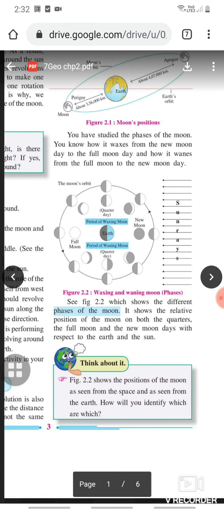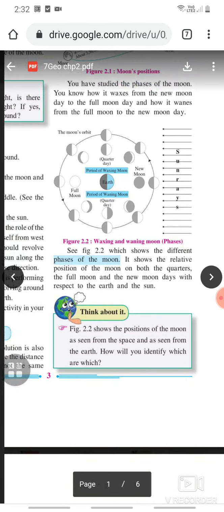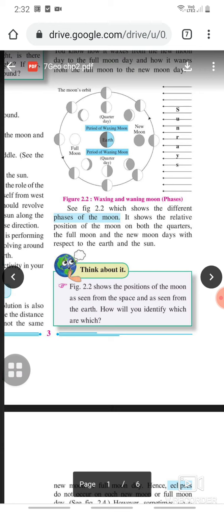You have studied the phases of the moon before also. You know how it waxes from the new moon day to the full moon day, and how it wanes from the full moon to the new moon day, right? In the diagram also, waxing and waning moon is shown to you. If you see figure 2.2, which shows the different phases of the moon, you have studied earlier too. It shows the relative position of the moon on both the quarters, the full moon and the new moon days with respect to the earth and the sun.